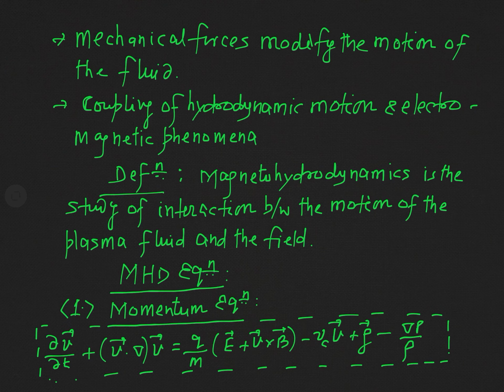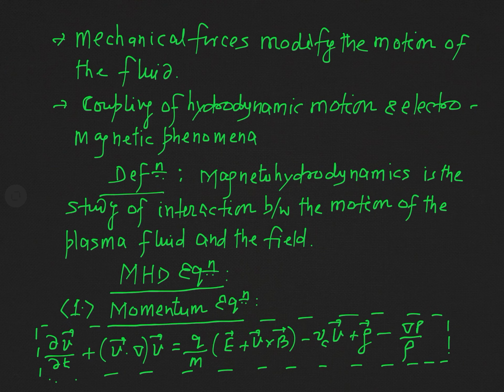In this equation, this V represents the average velocity of the plasma particles. Del is the gradient operator with respect to space, and this q by m is the specific charge of the plasma particle. Separately, you can say q is the charge of the particle and m is the mass, and this ratio is called the specific charge of the plasma particle. E represents the electric field and B the magnetic field.